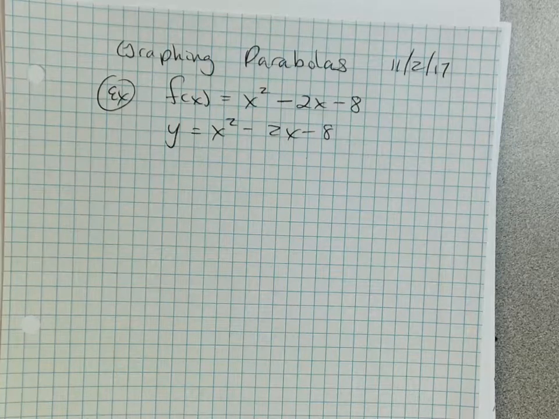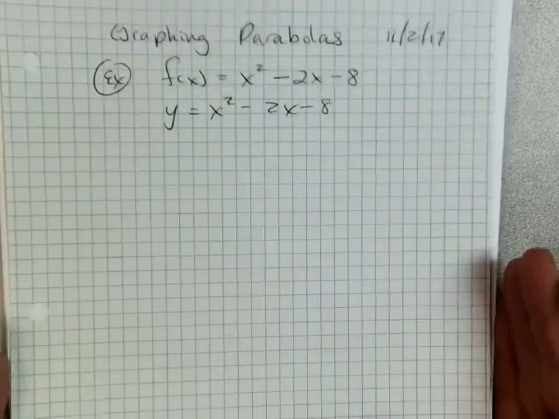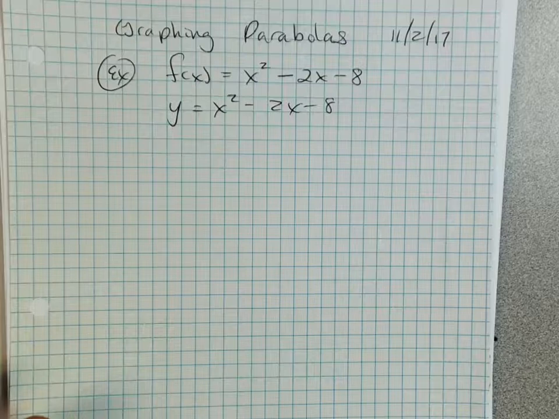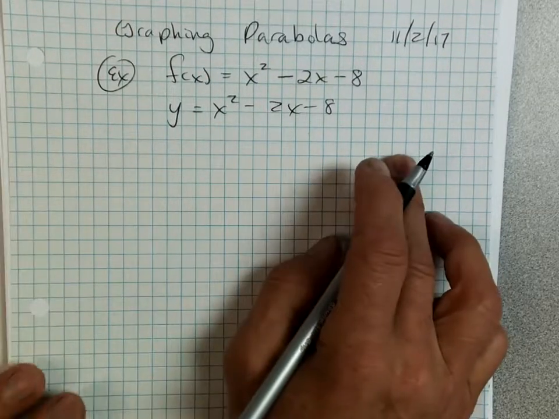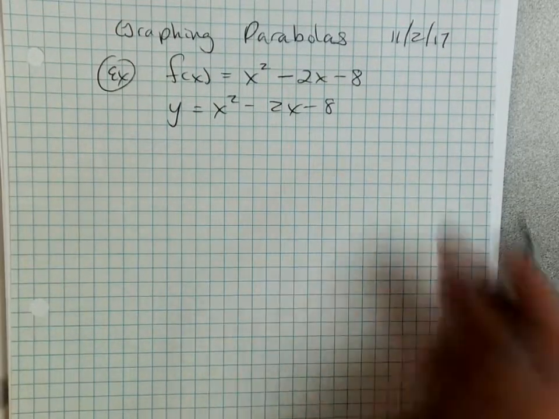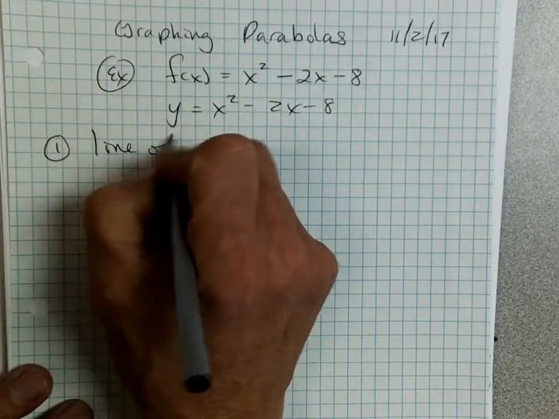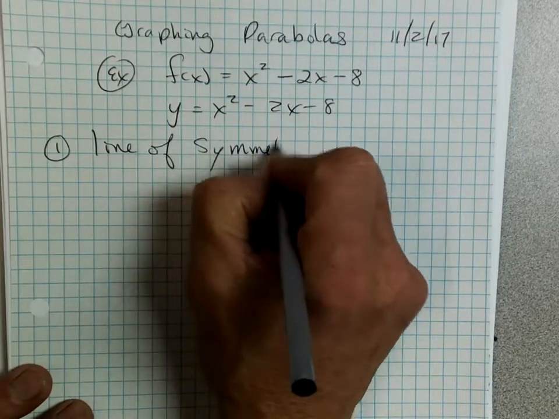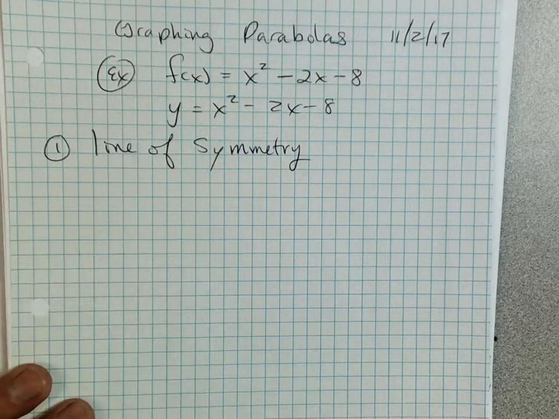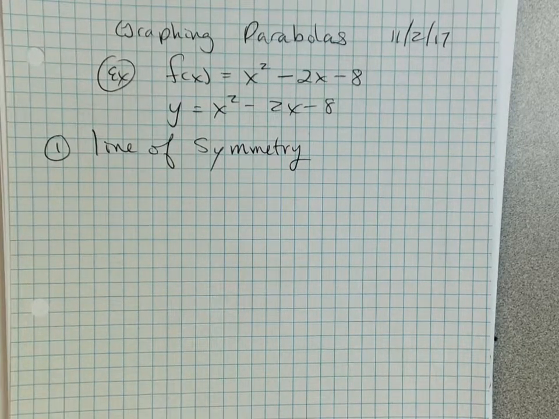Let's do this one. So let's just graph this. Last week, I think it must have been Wednesday or Tuesday, we talked about graphing. We talked about four different features. The first feature we talked about was the line of symmetry. It's the line that goes right down through the middle of the parabola. It cuts it down the middle because it's symmetrical. What's on one half can fold over to the other half.